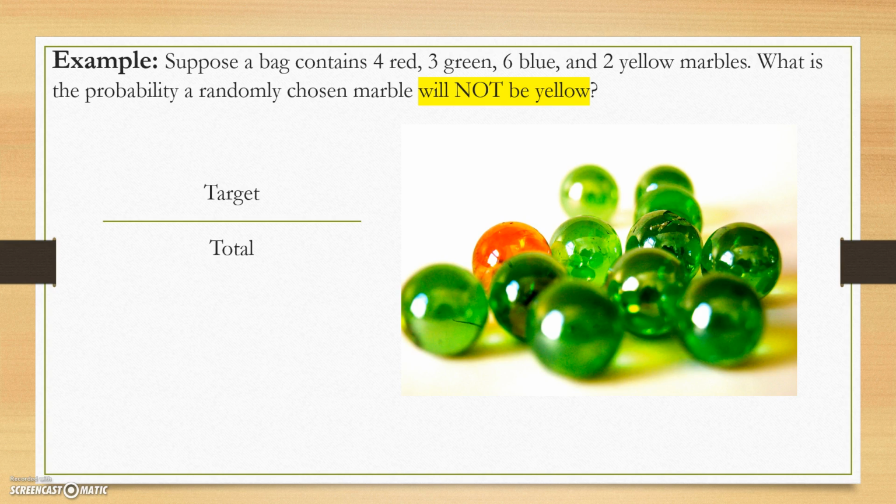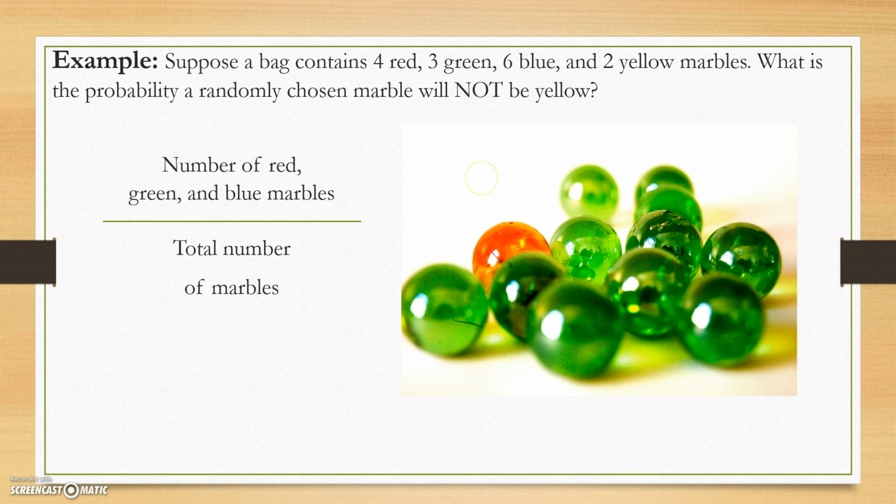Again, the total is usually the easier of the two numbers to come up with. So we would add up all of these numbers. 4 plus 3 plus 6 plus 2, that's going to give us 15. That's going to go in the denominator. And then our target is going to be everything except the yellow marbles. So we are adding up the 4, the 3, and the 6, the red, the green, and the blue marbles. Those are all the marbles that are not yellow. That's our target. And when we add those up, we get 13.